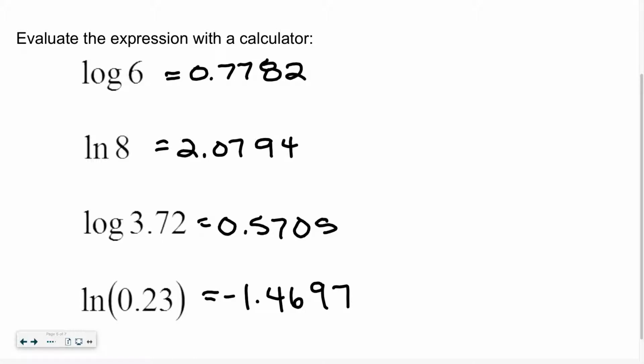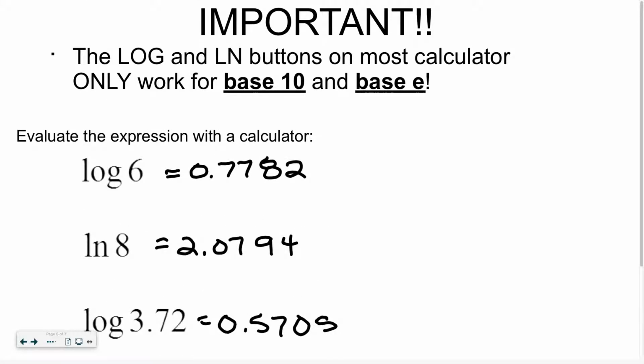Now, remember at the top of this slide, really important, you can only use this button for base 10 and base E. Some of you have calculators that have the math print, so you'll be able to go in and put bases in. We'll get to that eventually. There's also a formula that you can use to change the base, which I will teach you if you don't have that capability on your calculator. But the log button and the natural log button are only for base 10 and base E. Make sure you know that.